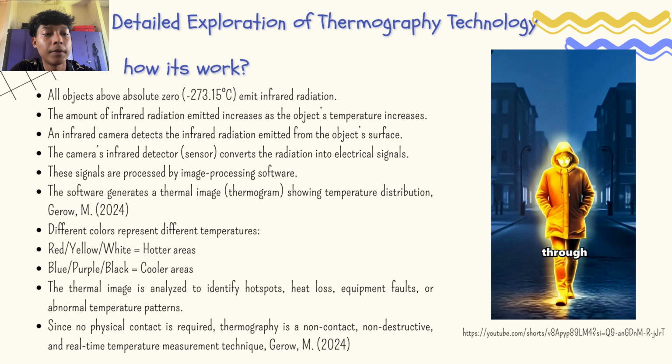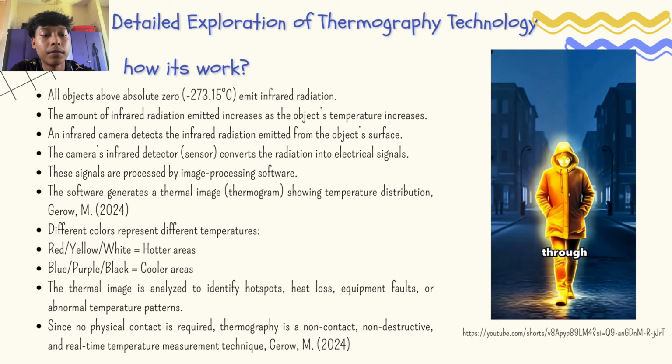Hotter areas appear in brighter colors such as yellow, orange and red, while cooler areas appear in darker colors such as purple and blue. This allows us to visualize temperature differences that cannot be seen by the naked eye. Now, let us look at the process in more detail.